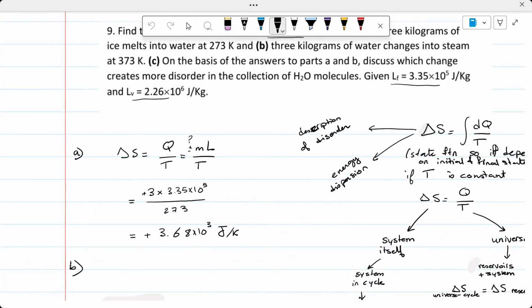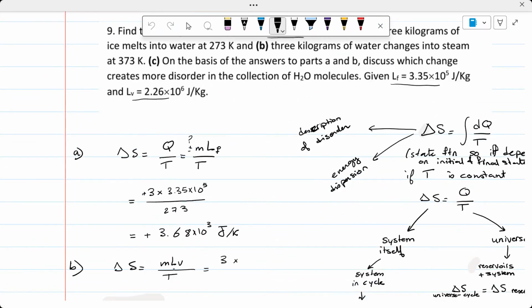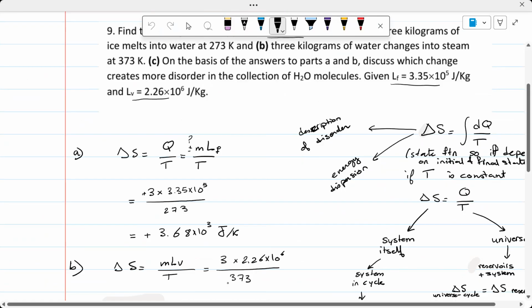Part B, water is changing to steam at 373 K, which is 100 degrees Celsius, right? Boiling point of water. So delta S is, again, mL, but now that's for vaporization rather than that of melting, divided by T. So I have 3 kilograms of water, and the latent heat is given to us, 2.26 times 10 to the power 6, divided by the temperature, which is 373.